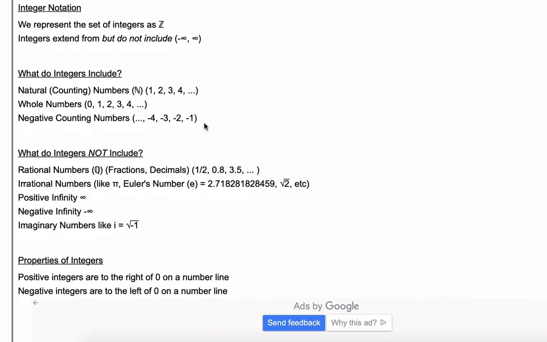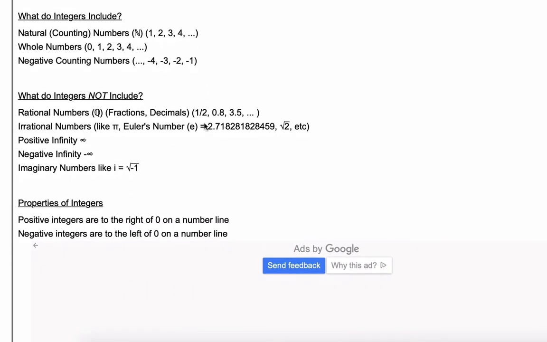So what do integers include? Well, they include the natural or counting numbers, 1, 2, 3, 4, and so on, towards positive infinity. They include whole numbers, which is also 0, 1, 2, 3, 4, and positive infinity. And they also include negative counting numbers, so negative 1, negative 2, negative 3, and so on through negative infinity.